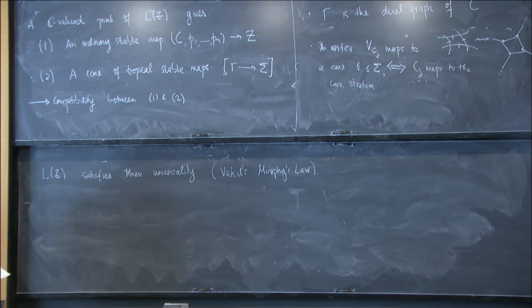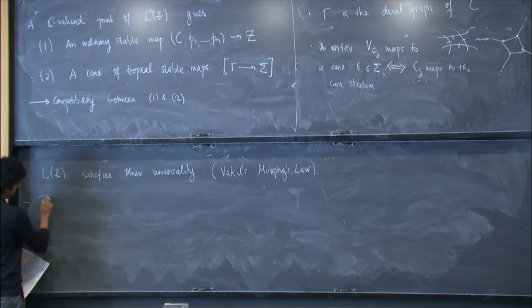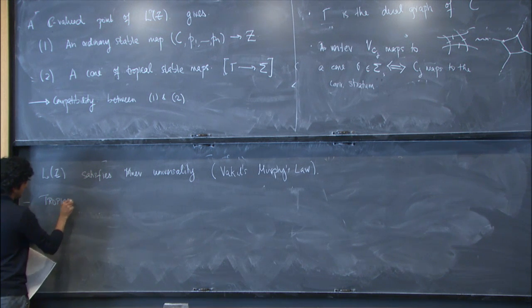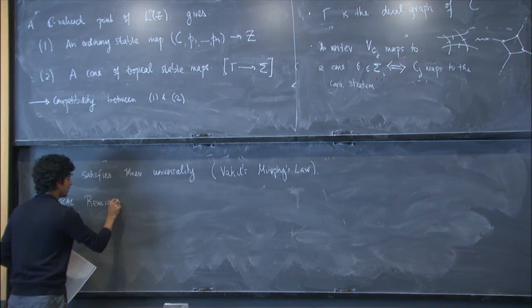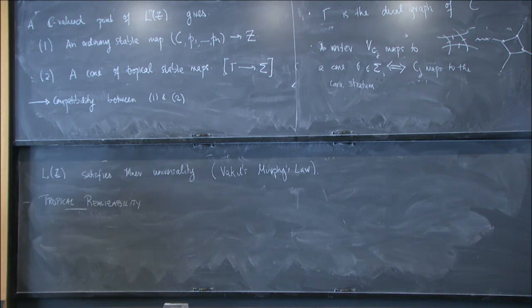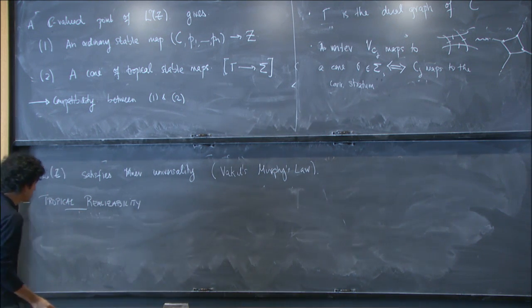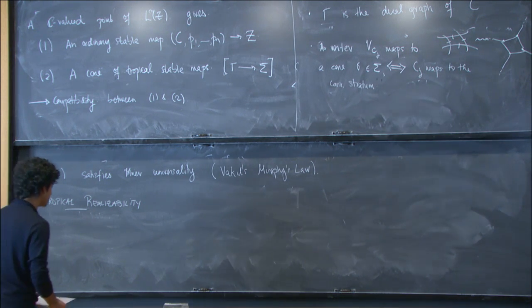OK, but in genus 1, it seems that we can do something. So I want to tell you another problem that seems to be quite hard, that has been bugging tropical geometers, including myself, for some time. And it's the problem of tropical realizability, or the tropical inverse problem, if you like.